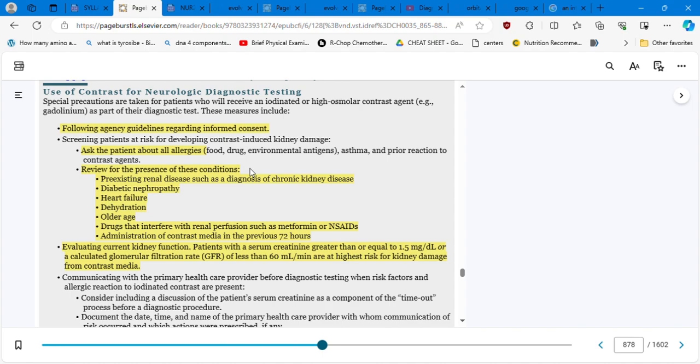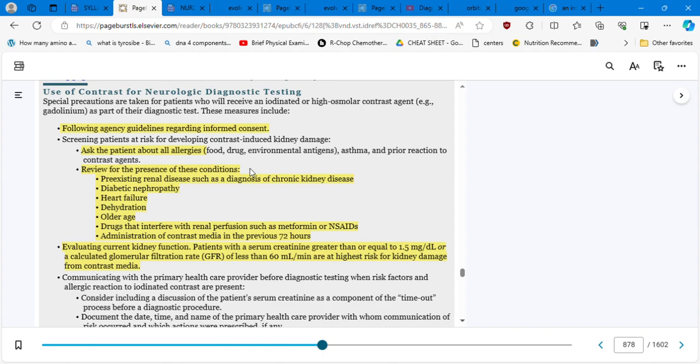Review for the presence of these conditions: pre-existing renal disease, such as a diagnosis of chronic kidney disease, diabetic nephropathy, nephrons, kidneys, heart failure. Remember, the kidneys, the heart, and the lungs are the best friends in our body. They work together. They protect each other, okay? But in this particular procedure, kidneys and heart, right?